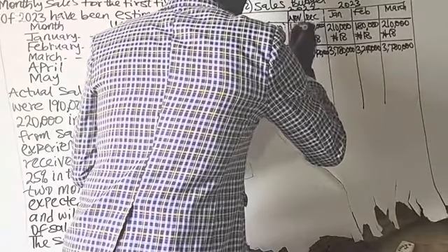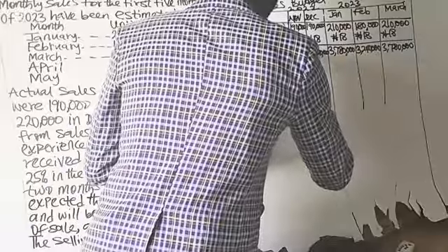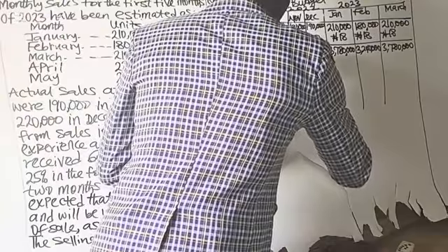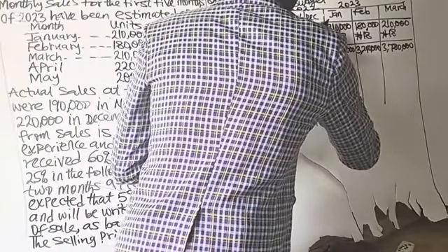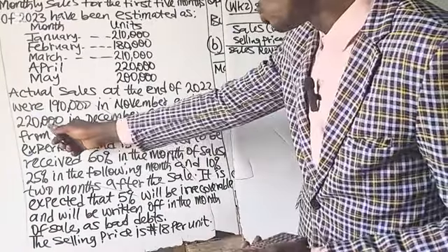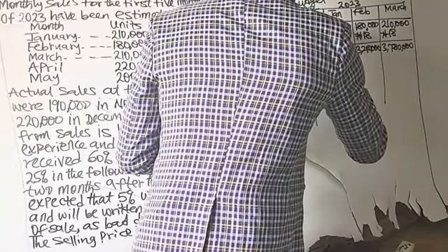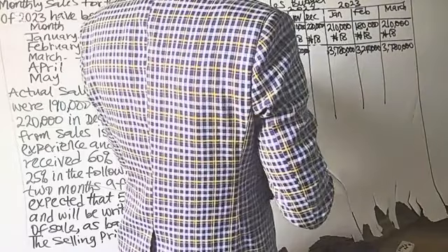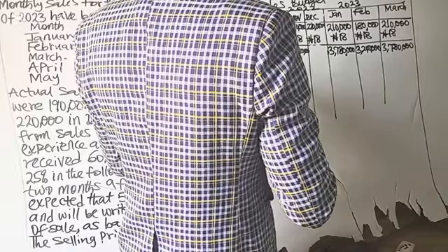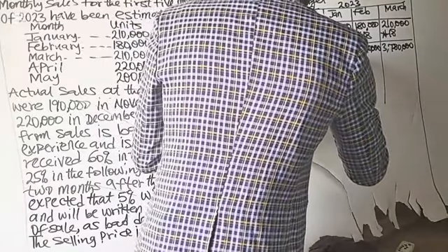November, 190,000 units at the price of 18 gives us 3,420,000. In December, 220,000 units. 220,000 times 18 gives us 3,960,000.